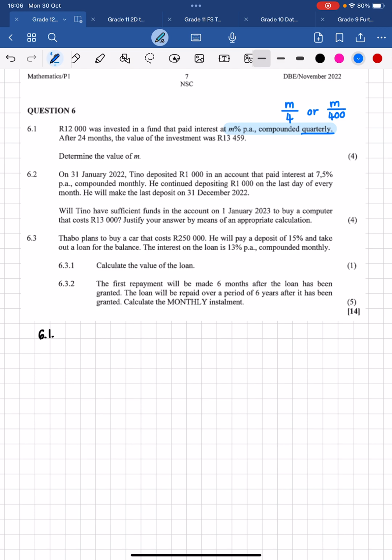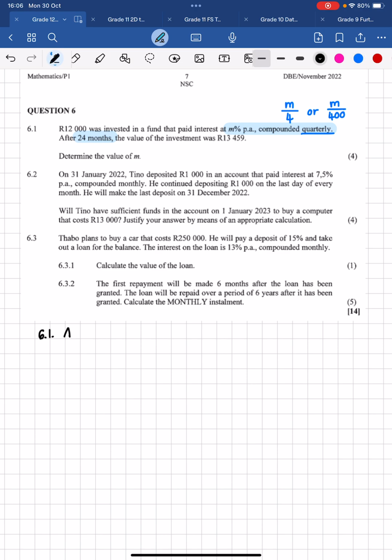Right? After 24 months, now that's another spanner that they're throwing at us, because 24 months, but it's compounded quarterly. Now, very important, guys, if you are working with a quarterly interest rate, then your time period also needs to be in quarters. So we can't put 24 as our exponent in the formula that we're going to use. We have to figure out how many quarters there are in 24 months. Now, we'll do that just now. But they're saying after this time period, the value of the investment was 13,459. Determine the value of M.